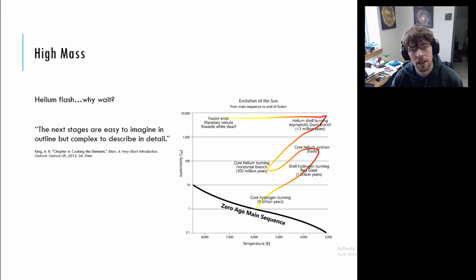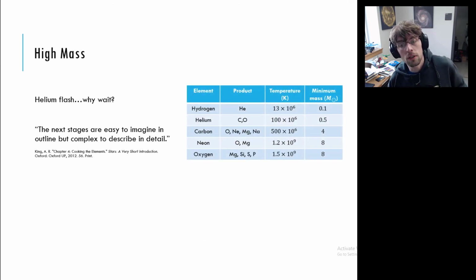Now here's the best quote. The next stages are easy to imagine in outline, but complex to describe in detail. Okay? What that means is we're going to apply the same kind of thought process, but we don't need to do anything else. So here's the thought process, is that high mass stars are massive enough that, for example, once the gas tank of helium runs out, they are able to collapse and start the fusion process for carbon. Okay? And if they're high enough mass, say if they're 4 solar masses, they can perform the carbon fusion process.